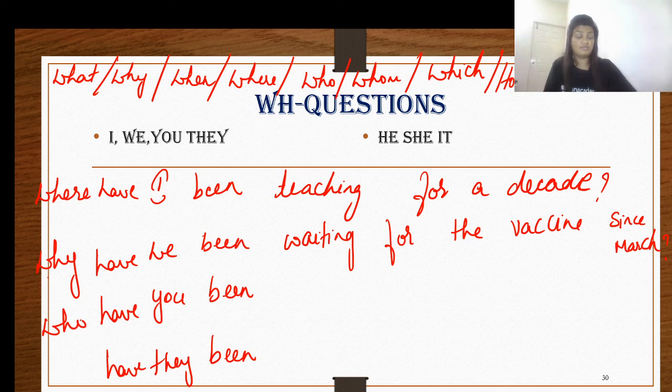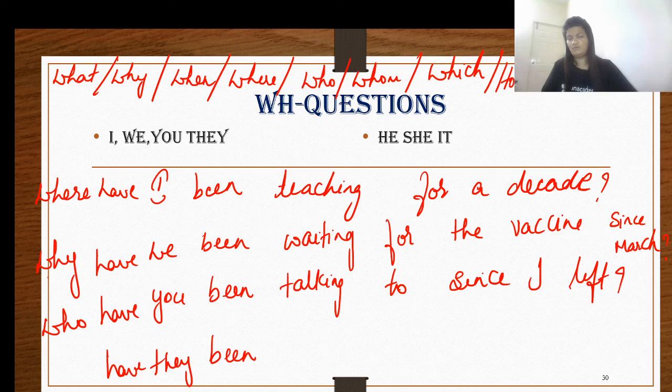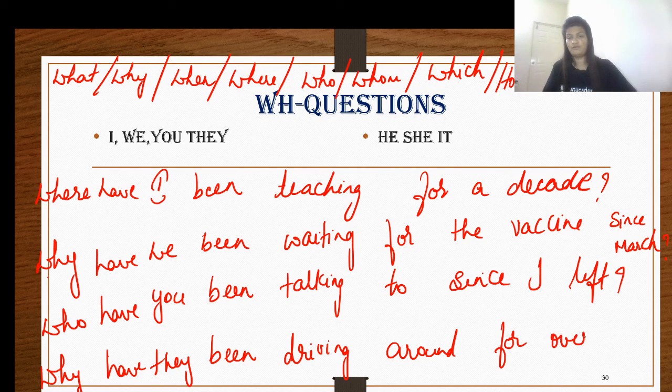Next, let us use the word who. Who have you been talking to since I left? Why have they been driving around for over an hour? Here, when you use the WH word, you don't expect the answer as yes or no, but you expect an explanation, a detailed clarity on the answers.